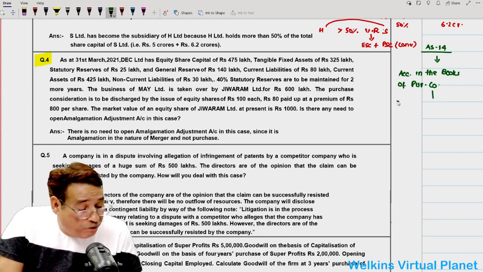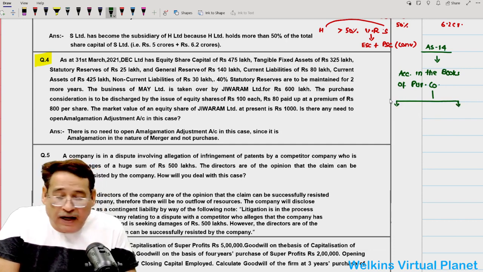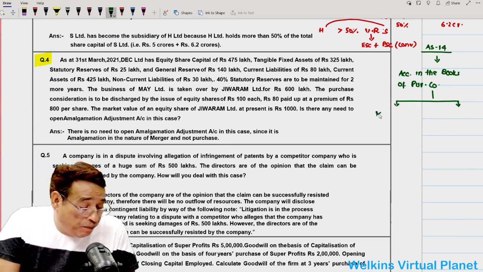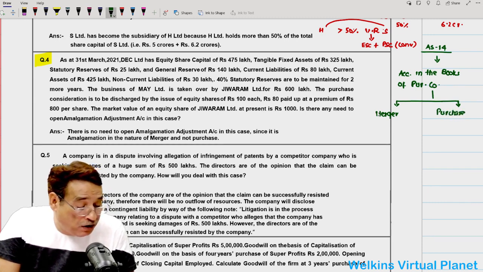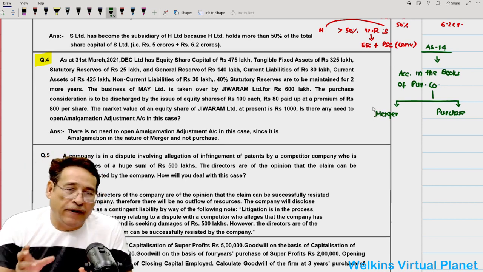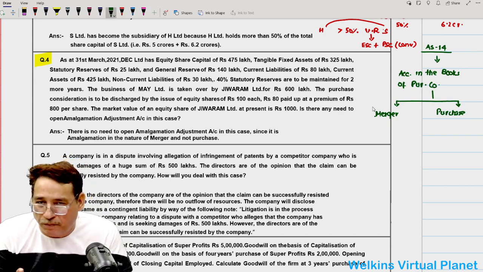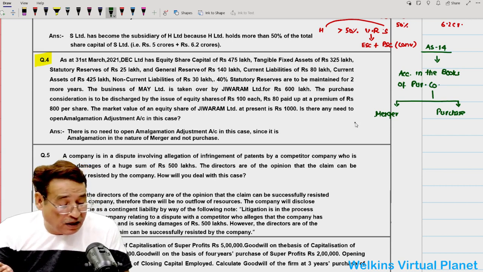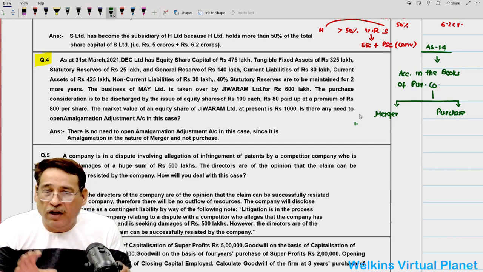Before we do the accounting as per AS-14, the company must see whether it is a case of amalgamation in the nature of merger or amalgamation in the nature of purchase. Before we start the accounting in the books of the purchasing company, we need to categorize the case into one of the two. The standard says that a case will become a case of merger when the following conditions are satisfied.